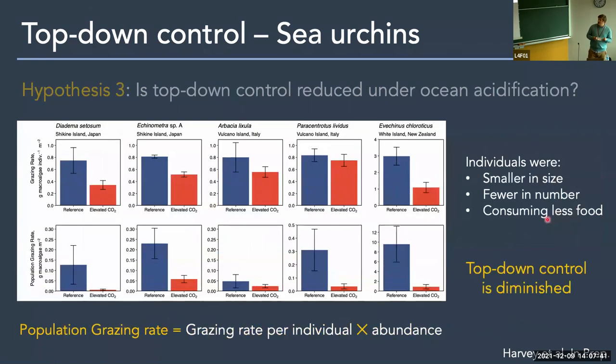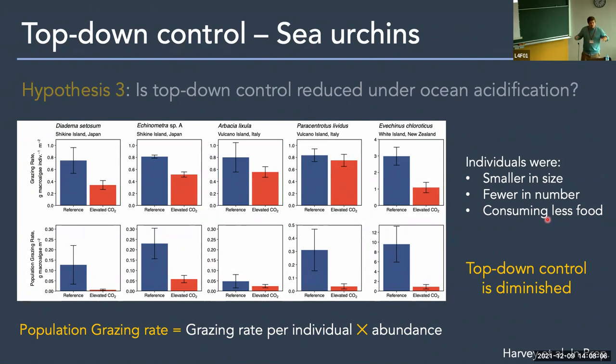When we then start to look at how much they eat, in the top row we've got how much an average individual eats of the same macroalgae. We generally see that for a given individual, they're eating less food. So their ability to control the turf or other algae is generally reduced a bit.